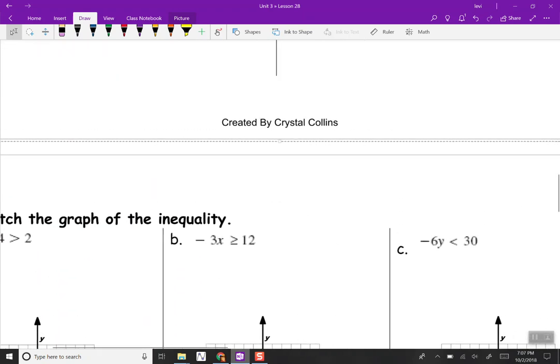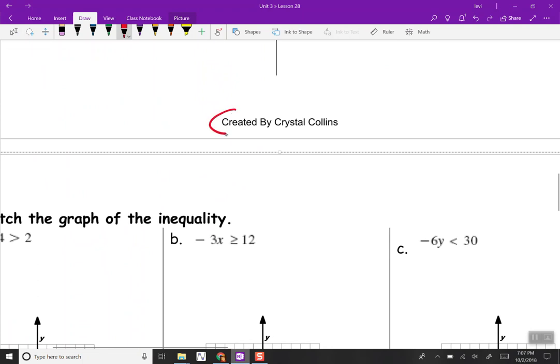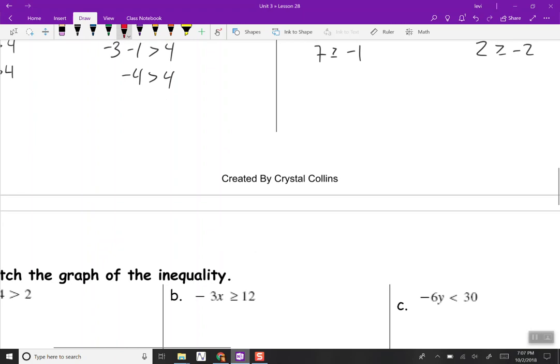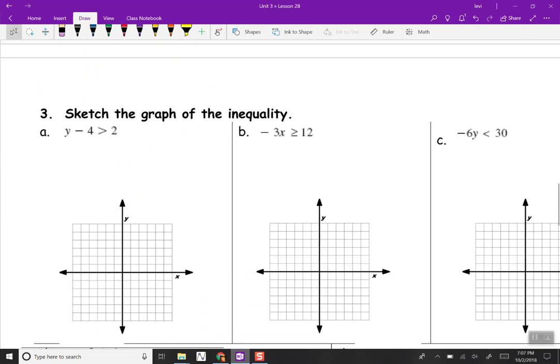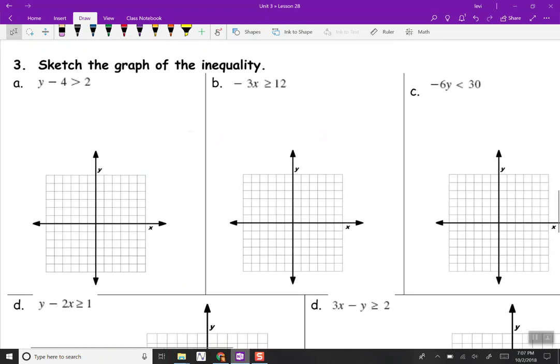Created by Crystal Collins. Hopefully none of you guys know her yet, or you've met her outside of the dean's office. This is our dean, Miss Collins, who made this. We'll give her credit for this worksheet. Shoot, I don't know when this was saved originally. Probably 2010 or so. I don't know.